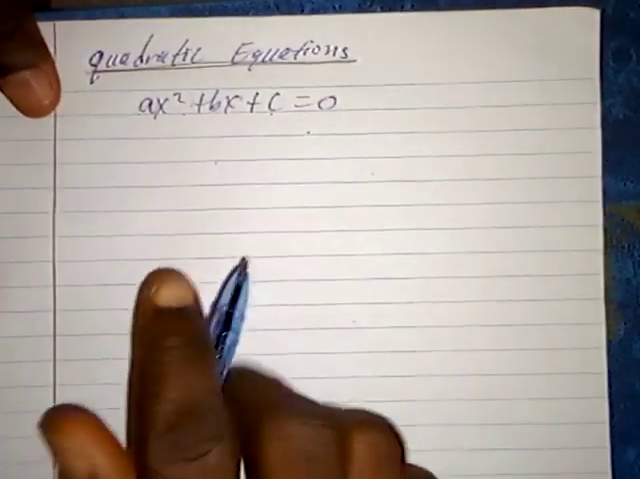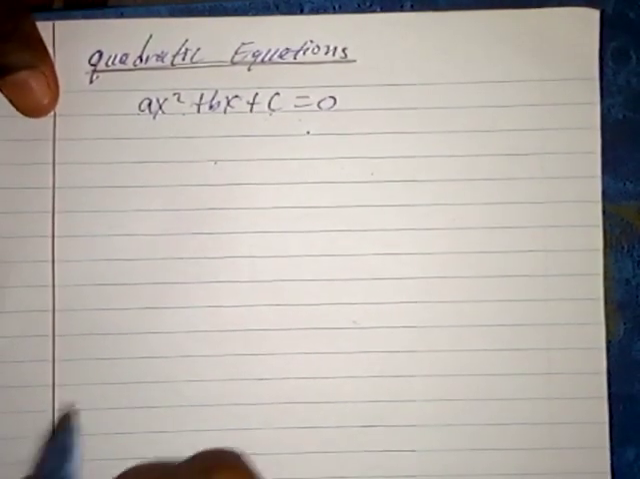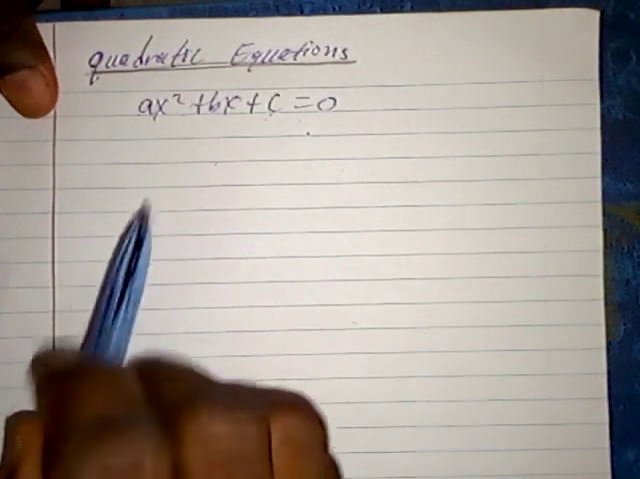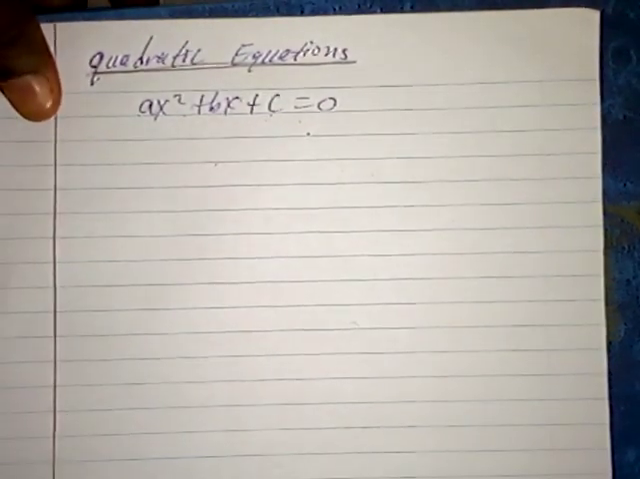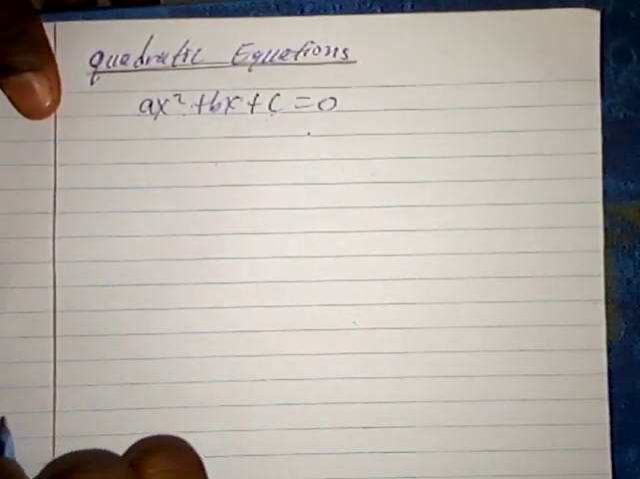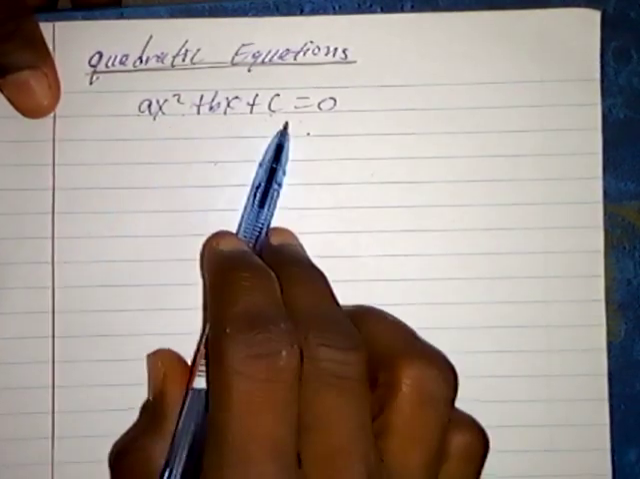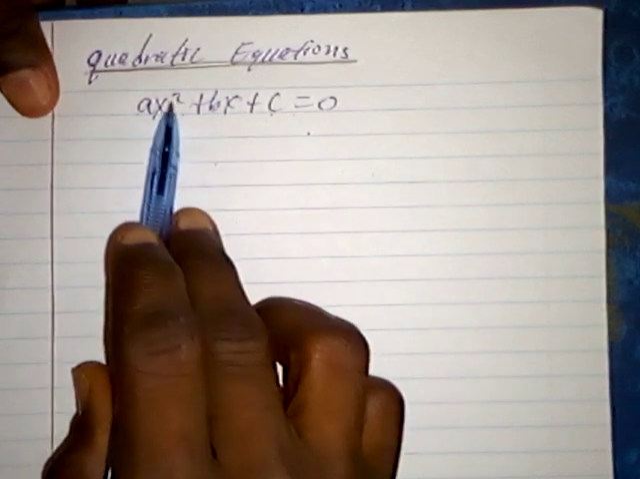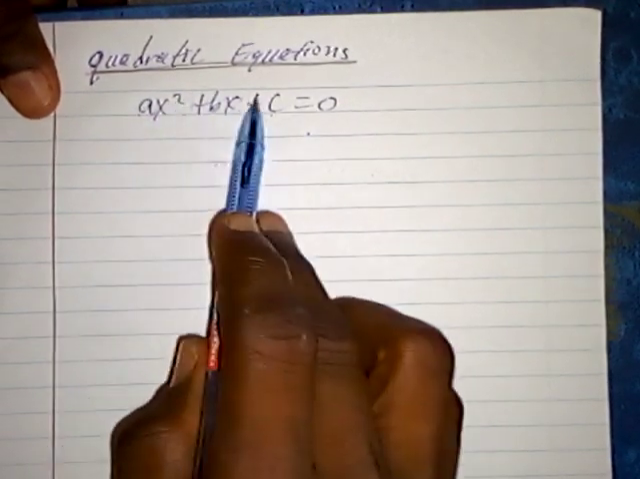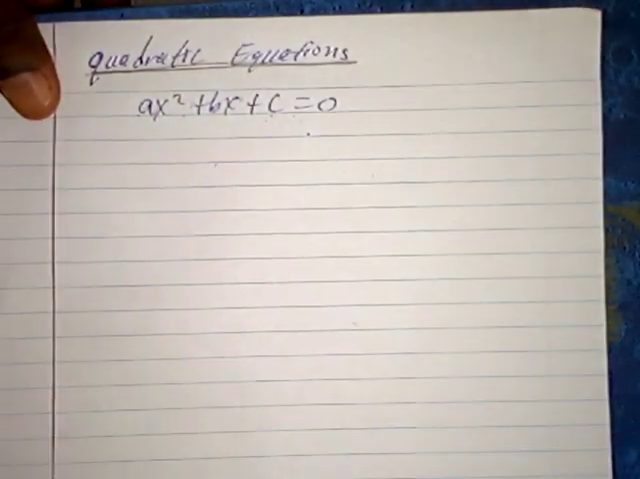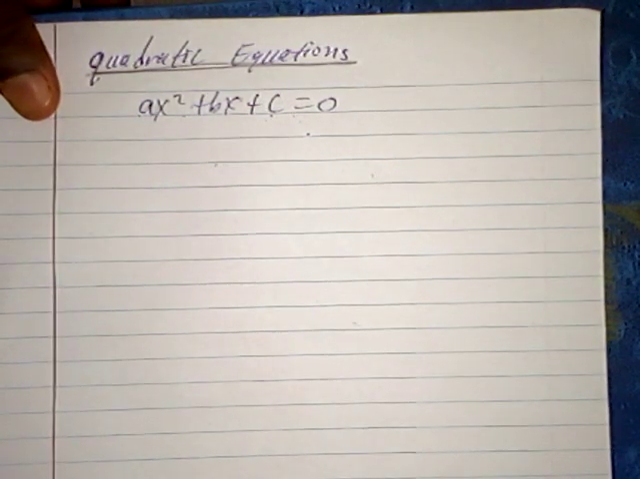Anytime you see an equation wherein the highest power is 2, automatically you classify it as a quadratic equation. Like this is a quadratic. Why? Because of this highest power, which is 2. Here the power is 1, here is a constant, so it's a quadratic equation. I hope it's clear and understandable.